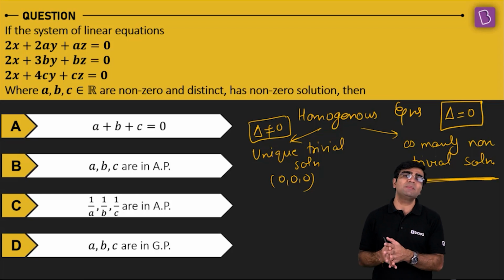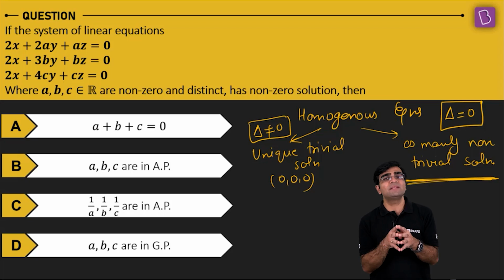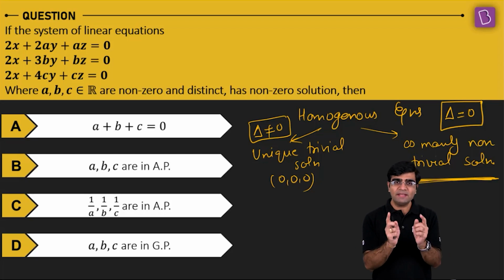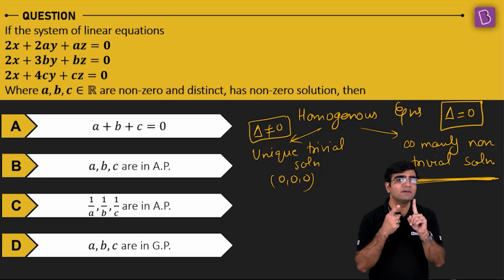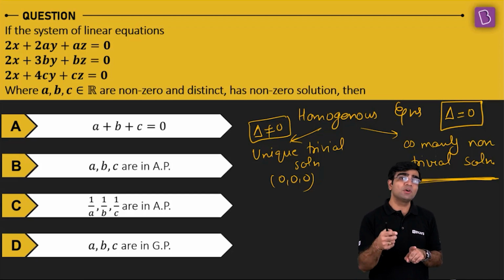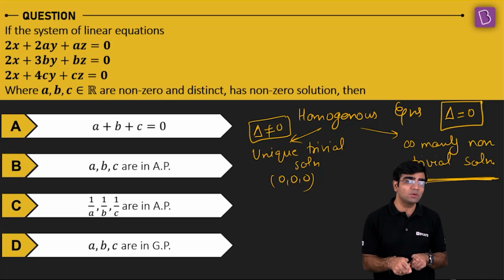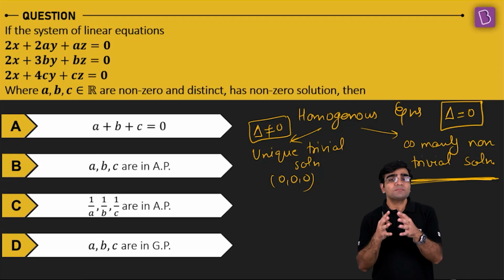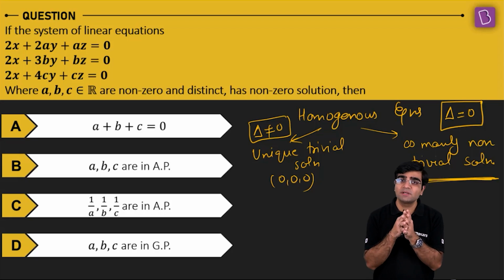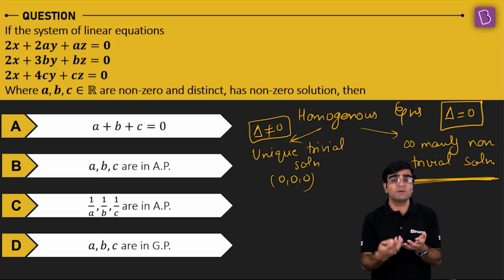And when we have infinitely many non-trivial solutions, the determinant formed by their coefficients is 0. Understood the idea? So, very crystal clear cases. Homogeneous equation, only two possibilities. First one, we can have a unique trivial solution. For that, the coefficient determinant will become not equal to 0. And if I have non-zero, infinitely many solutions, then the determinant formed by their coefficients is equal to 0.